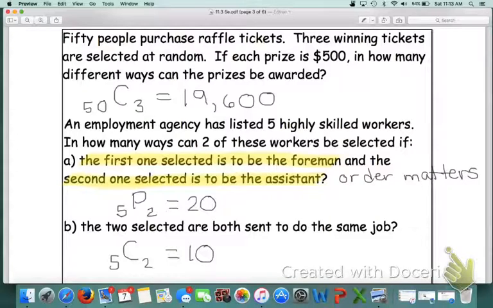So you need to be really careful as you go through these problems and ask yourself, does order matter or does it not matter? If order is important, you have to remember you can use a permutation. If order does not matter, that's when we use our combination. So sometimes the tricky part can start to become, well, which one do I use when? So you've got to make sure you're asking yourself if order matters or not.